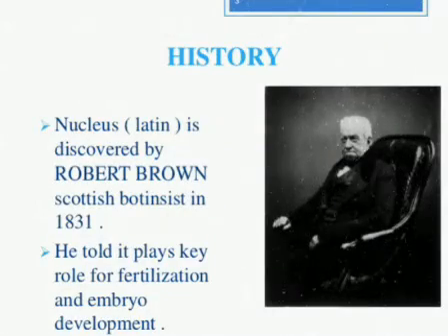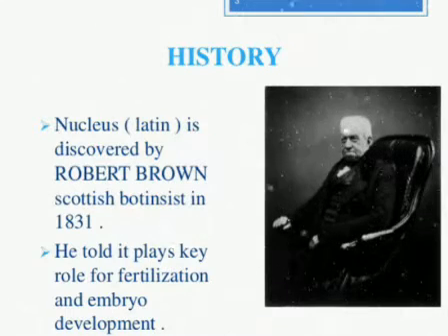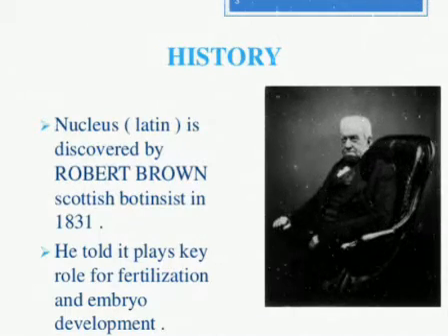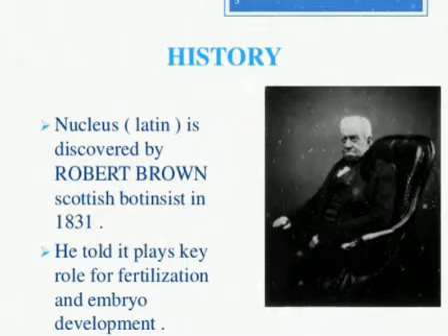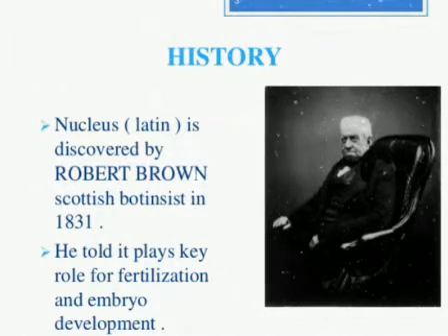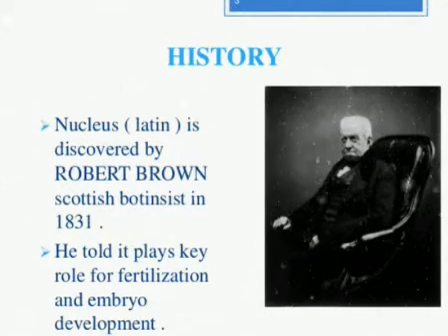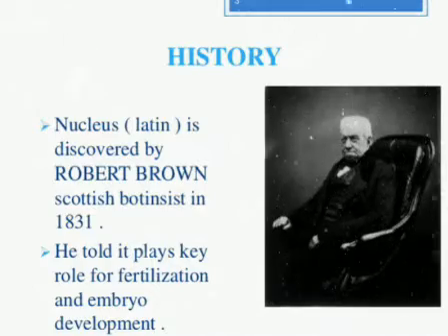History of nucleus. Nucleus is discovered by Robert Brown in 1831. He told it plays a key role for fertilization and embryo development. Fertilization means fusion of male and female gametes, and embryo is an early stage of development of a multicellular organism.